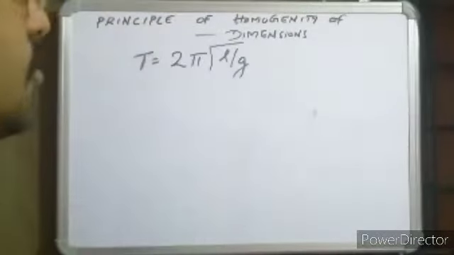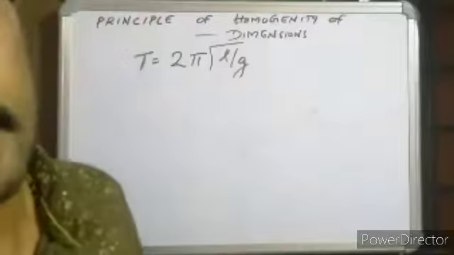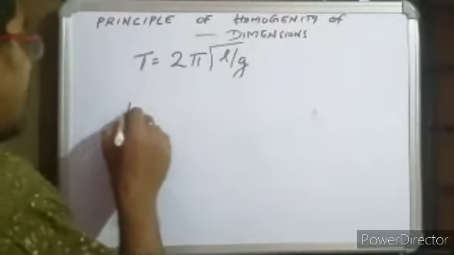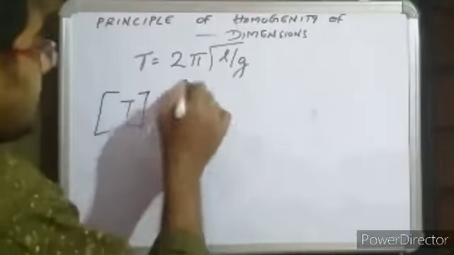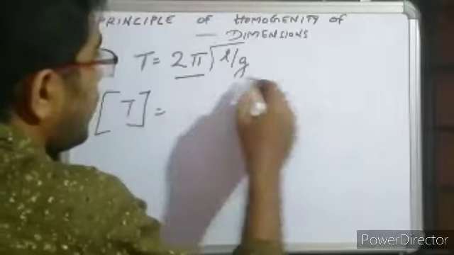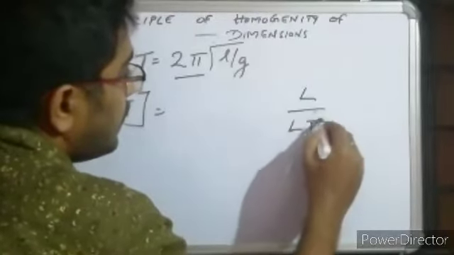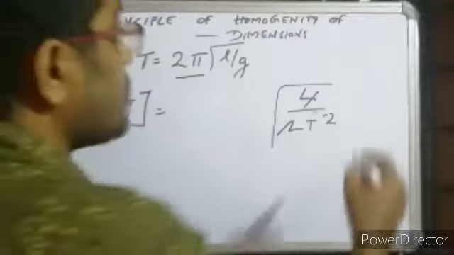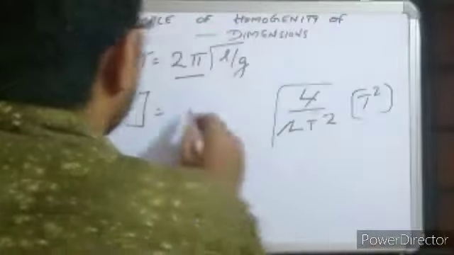So T is equal to 2 pi into under root L by g, the equation for the time period of a simple pendulum. So time period, dimensional formula T. 2 pi being a dimensionless constant, no need to worry about it. L by g, L divided by LT raised to minus 2. Again, on going up, it will become T square. So finally, you will get it as T.